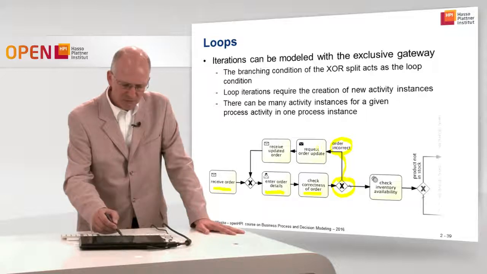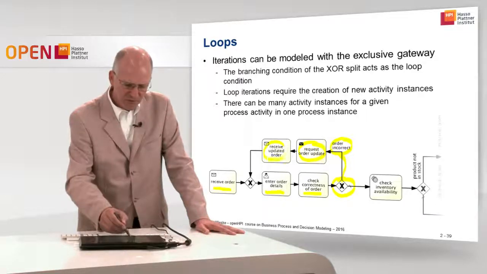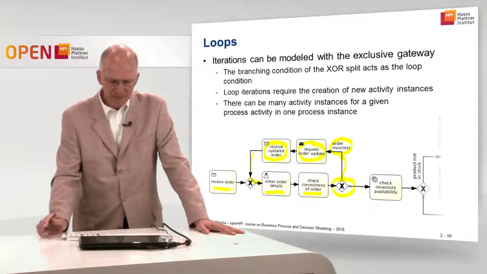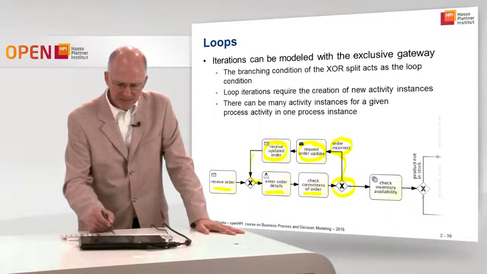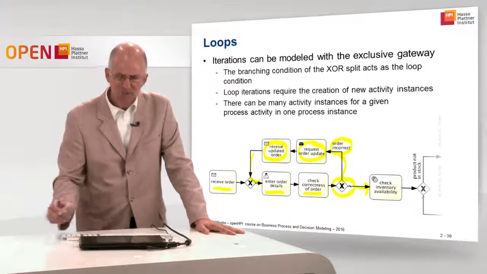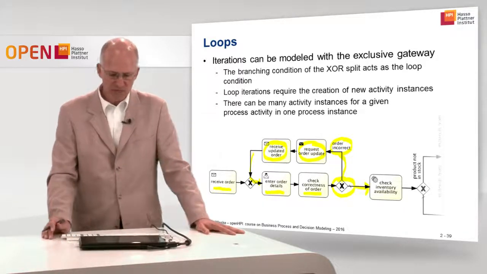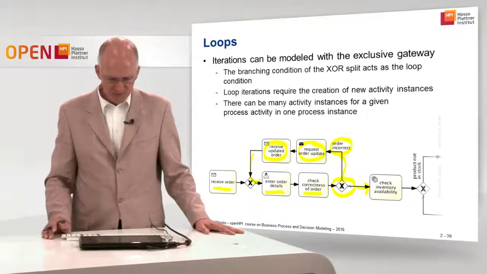We request an order update. We receive an order update, and then we iterate again. Now, we do this until the order is correct, in which case the default flow will be taken because order incorrect is false in this situation, and then we can leave this loop.